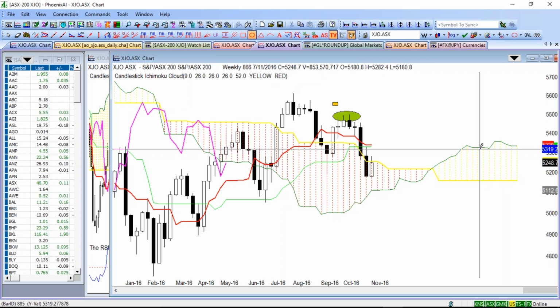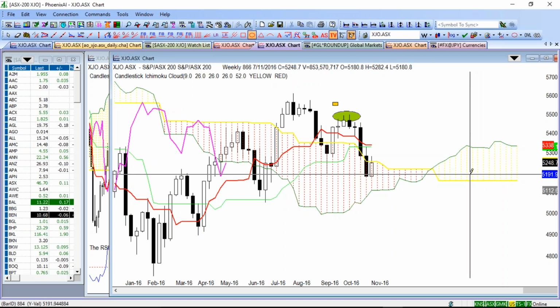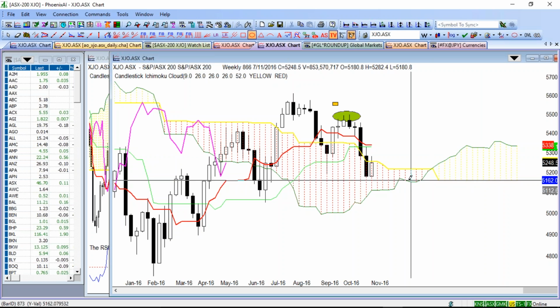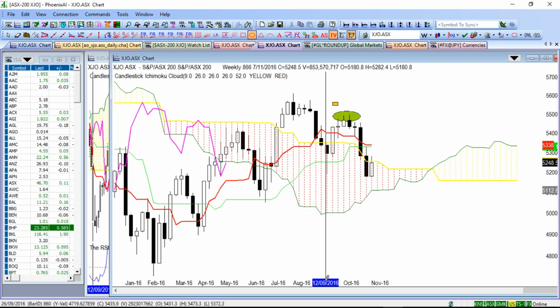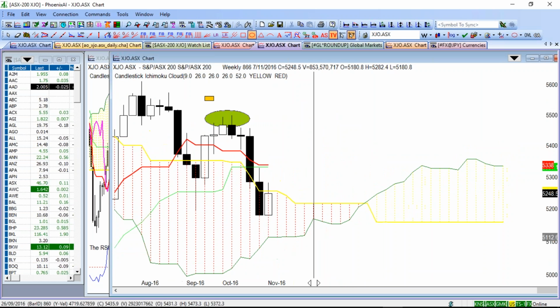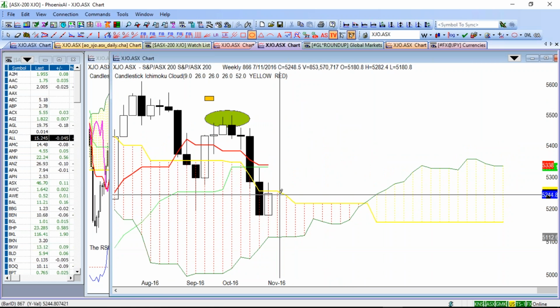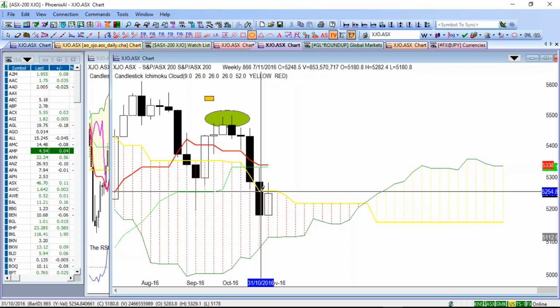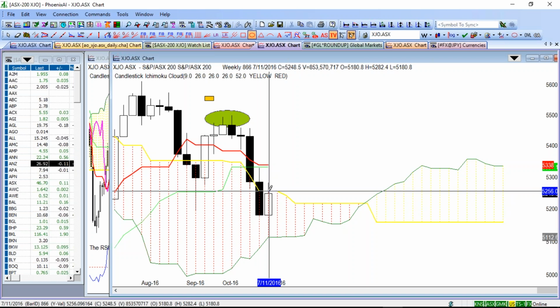So the future cloud is bullish, and the support level is at 5,160. I'll come in close up here, so we can see currently this week that the B line, the yellow line of the Ichimoku, is flat. It has provided resistance this week. So this week has found resistance at 5,257. That's that little flat area of the cloud at that time.